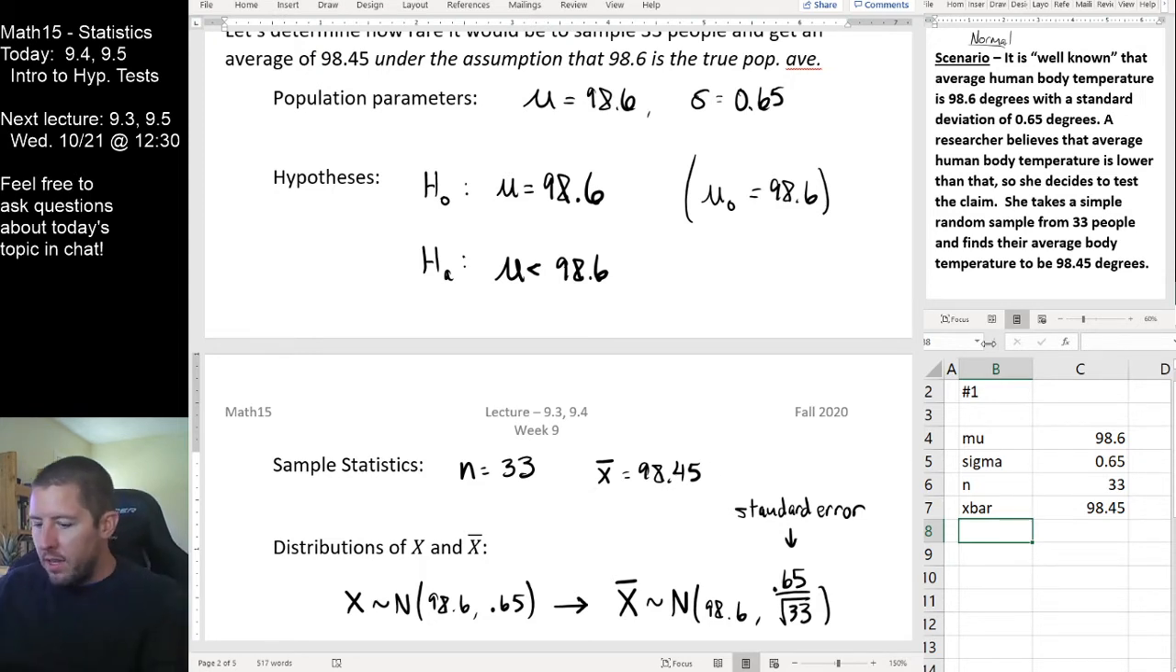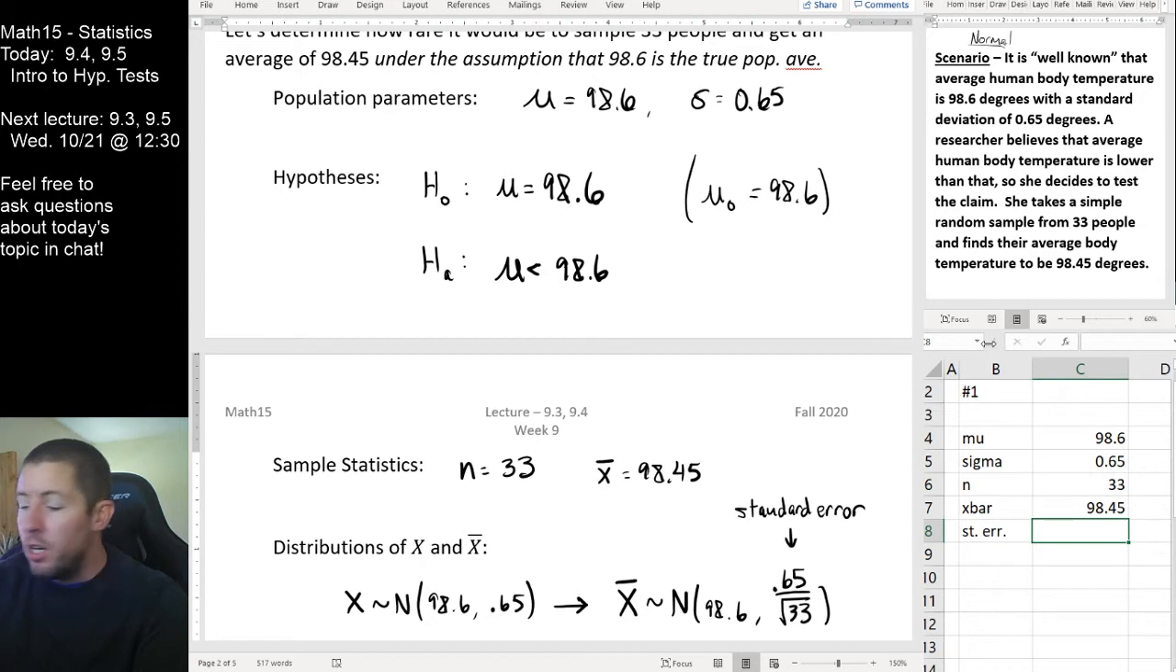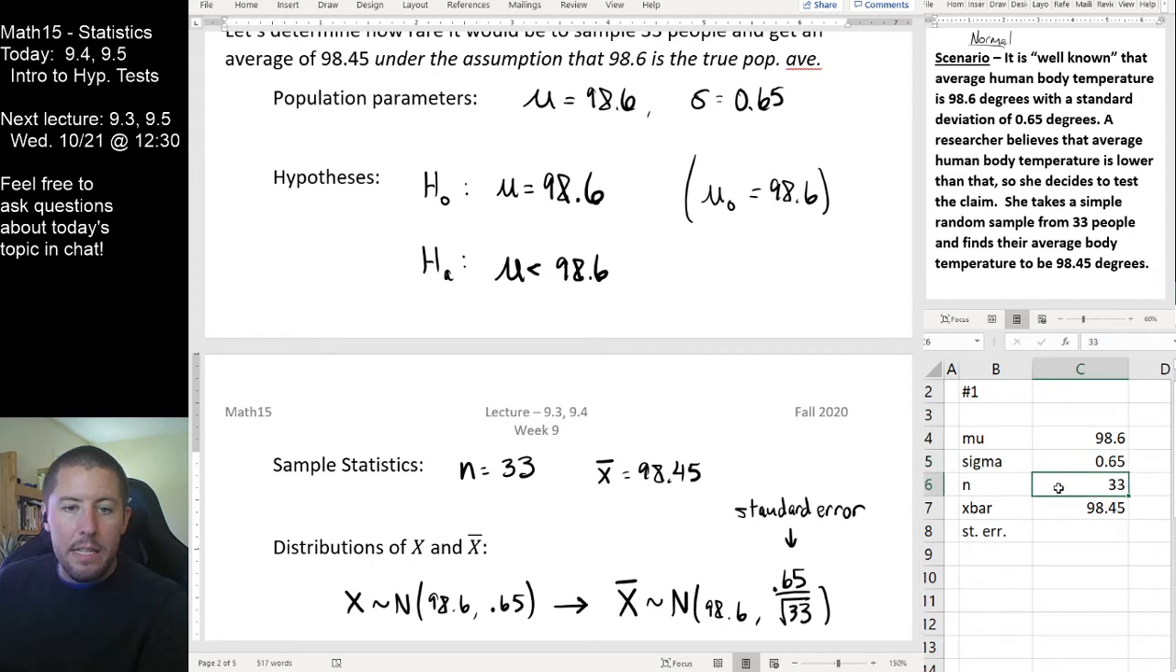Let's go ahead and compute that in Excel over here. I'm going to call this standard error. This should be my standard deviation, the 0.65. I'm seeing that as cell C5 right here. That's my standard deviation term. I want to divide that by the square root of cell C6. That's my number of samples right there. So I want cell C5 divided by the square root of cell C6, according to the way I've got my Excel stuff spread out here.